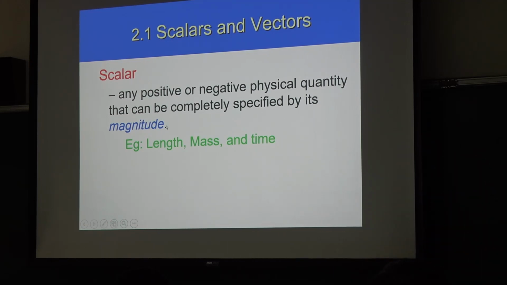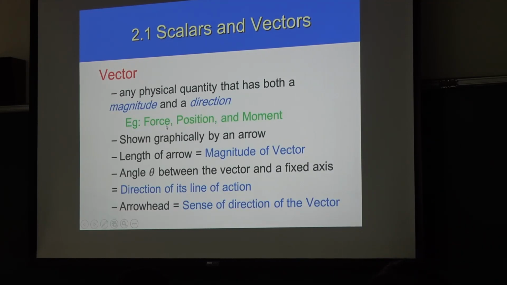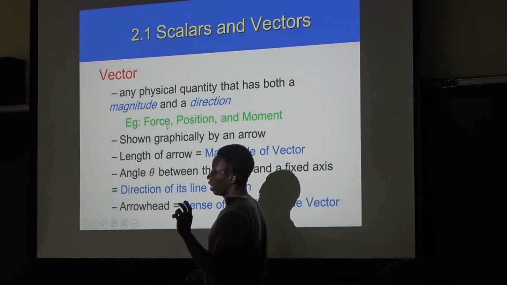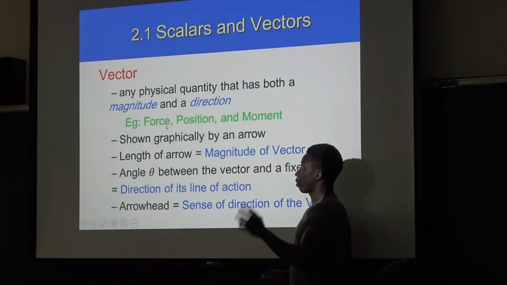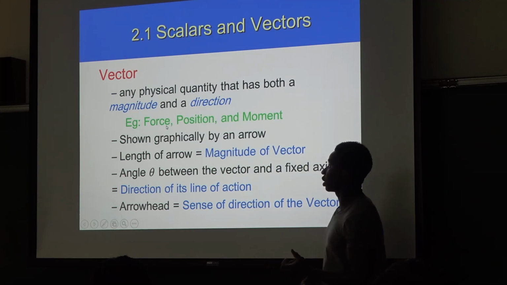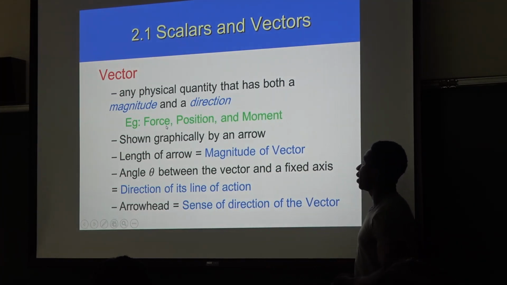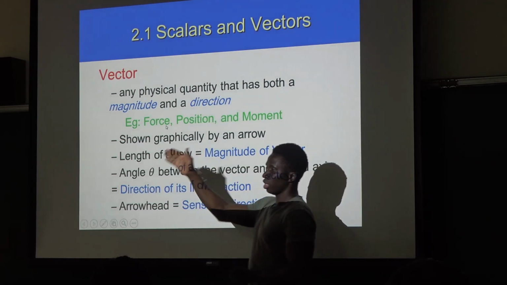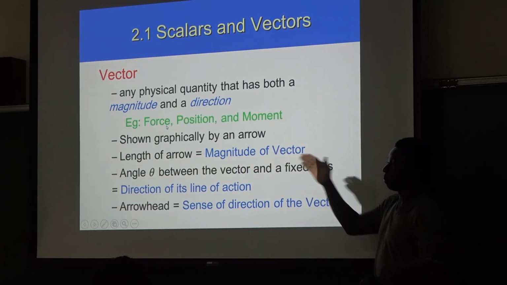So what is the major difference between that and a vector? Typically for this course, most of what we will be solving problems on will be vectors. We will be using vectors, okay? So a vector is any physical quantity that has both a magnitude and a direction, okay? You know where it is pointing to.